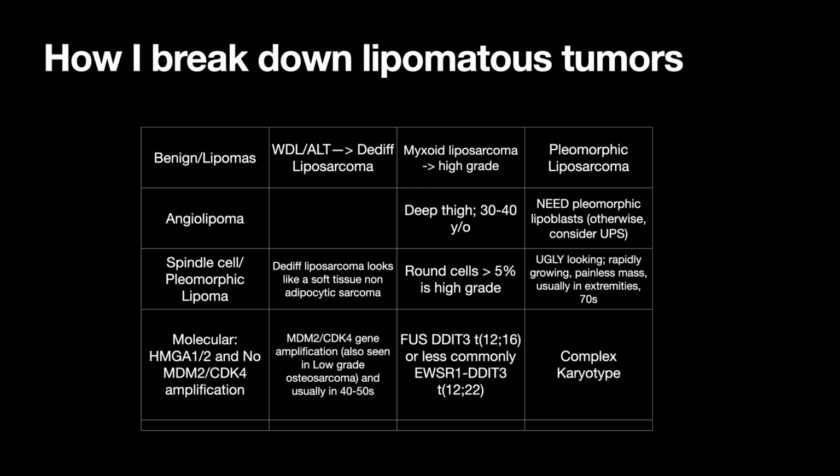But anyway, demographically, it's a rapidly growing, painless mass, usually in the extremities of 70-year-olds. And if you are unsure if it's a D-diff liposarcoma or a pleomorphic liposarcoma, you can do that MDM2. It will be amplified in D-diff liposarcoma, well-differentiated liposarcoma, and atypical lipomatous tumor, and it will be negative, and there will be a complex karyotype for pleomorphic liposarcoma.